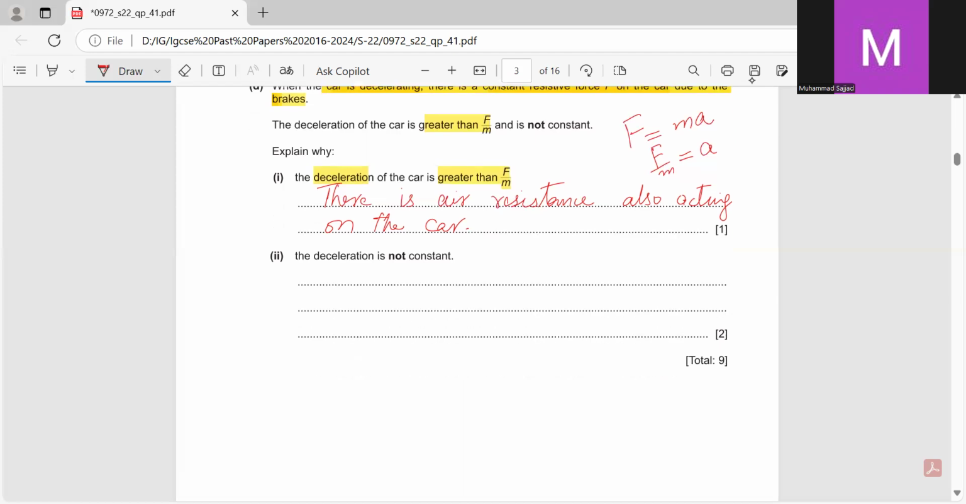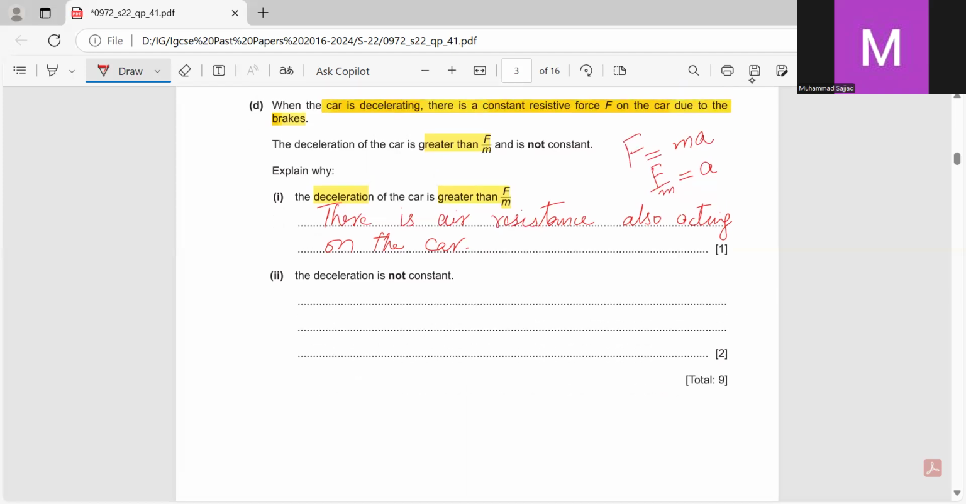So my dear friends, I will say as the car is slowing down, so air resistance on the car is changing, or even you can say slowing down. So this will give you 1 mark.